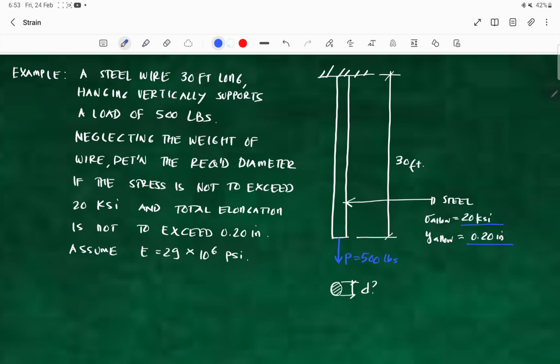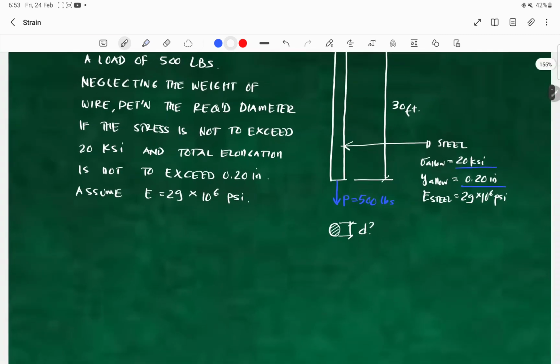So, assume yung E ng steel is 29 times 10 to the power of 6 psi. Okay?